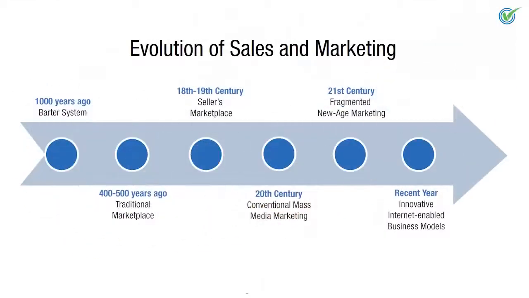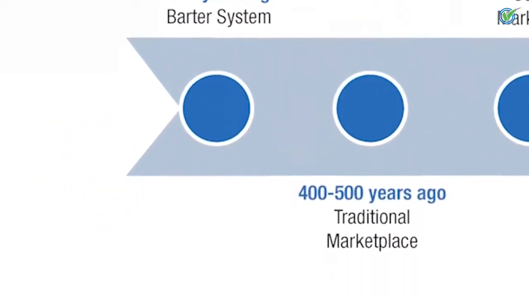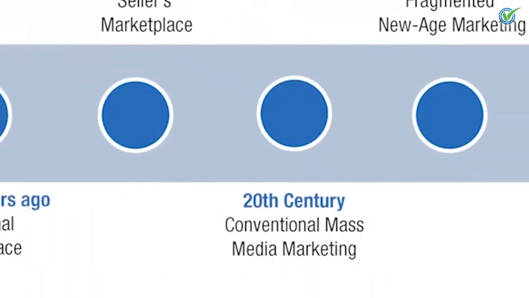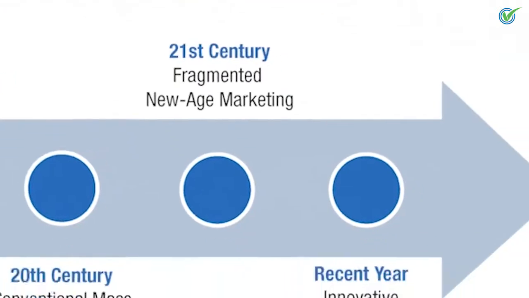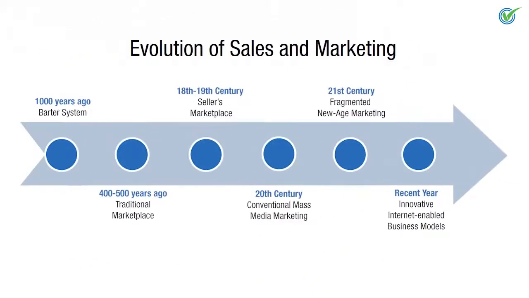Sales and marketing has evolved significantly over time, starting over 1,000 years ago with the simple barter system and spanning several centuries, adapting to changes in consumer behavior, modes of communication, and advancements in technology in order to become the multifaceted, multimedia discipline that it is today. This image depicts the timeline for the evolution of sales and marketing.